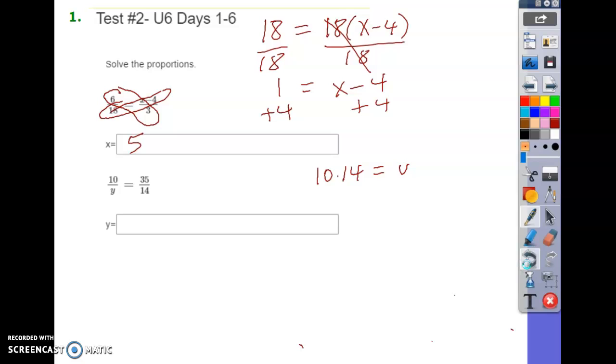I should write the 35 first. Right? So now we get, when I finish isolating the y, and you take out your calculator and you do 10 times 14 and then divide by 35, you get y equals 4.